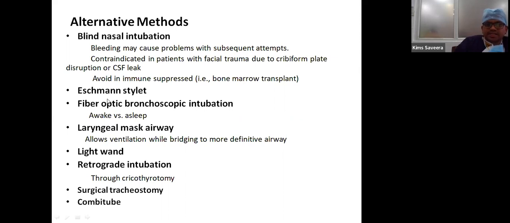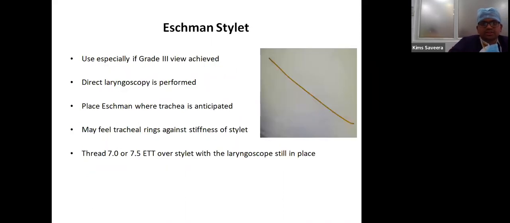And there are the Eschmann stylet, fiber optic bronchoscopy, laryngeal mask airway devices, light wand, retrograde intubation, surgical tracheostomy or Combitube. These are the different things we are going to discuss. This is the Eschmann stylet. Generally, we use it in grade 3 view after direct laryngoscopy. We place the Eschmann stylet directly into the trachea. We will feel the rings of the trachea. Then we can thread a size 7 or 7.5 tube over it to place it.